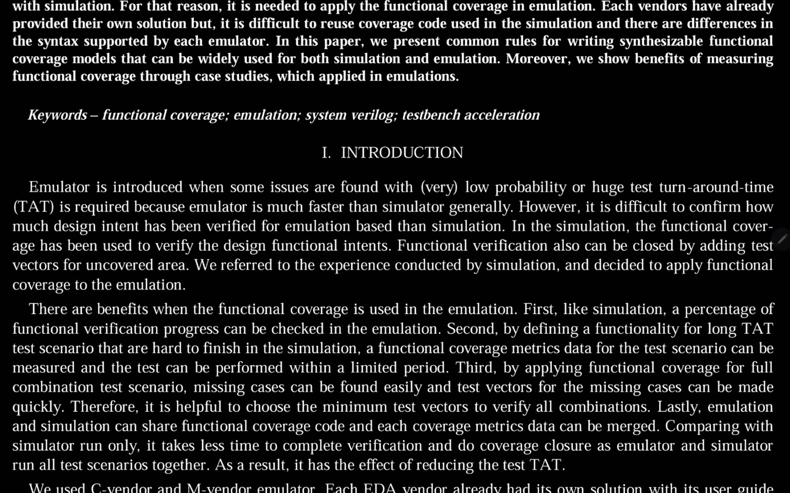Introduction. Emulator is introduced when some issues are found with a very low probability or when a huge test turnaround time, TAT, is required, because an emulator is generally much faster than a simulator. However, it's difficult to confirm how much design intent has been verified in emulation based on simulation. In the simulation, functional coverage has been used to verify the design's functional intent. Functional verification can also be disclosed by adding test vectors for uncovered areas. We refer to the experience gained in simulation and decided to apply functional coverage to the emulation.